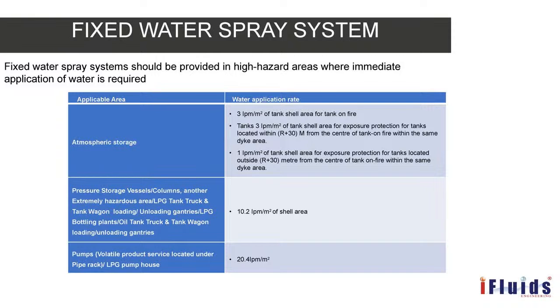If it is for a pump which is handling volatile product, and if it is for pipe rack and LPG pump house area, then the flow rate is a little bit higher. The requirement mentioned is 20.4 liter per minute per meter square with respect to the fixed water spray system.